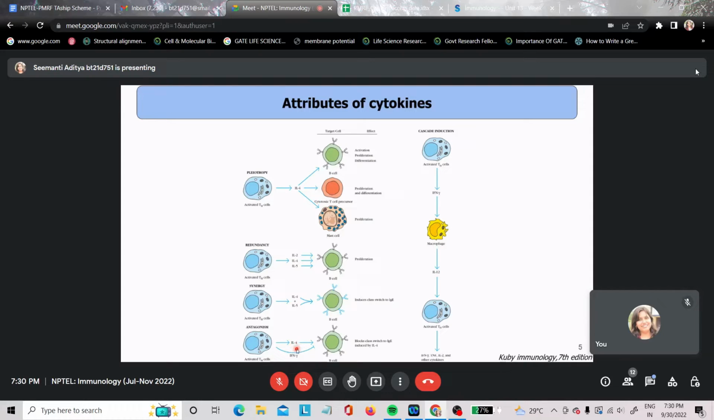So for example, interleukin 4 and interferon gamma. Interferon gamma will act on B cells and block the class switching to IgE, which is induced by IL-4. So it is basically acting as an inhibitory cytokine.